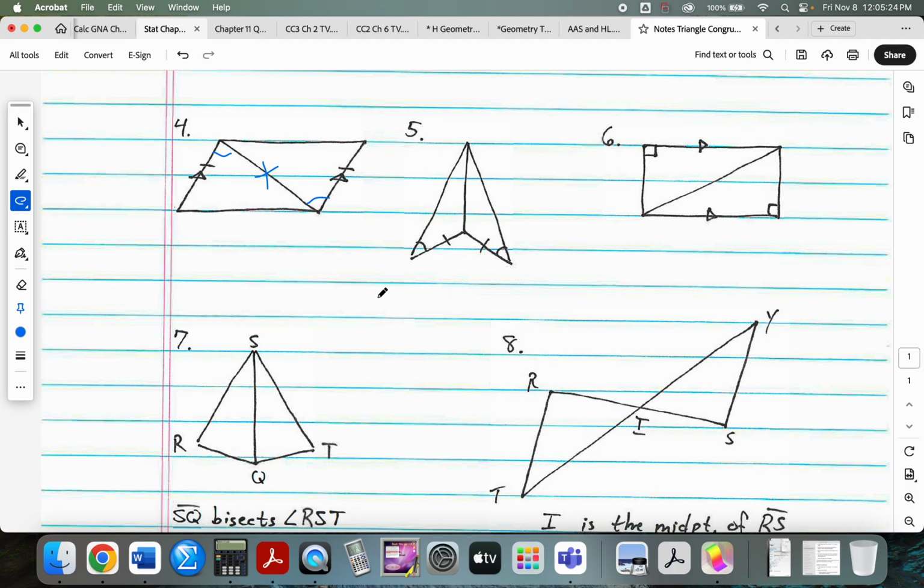All right. So, Garrett, why are these two triangles congruent? Exactly right. Well done. Side angle side.